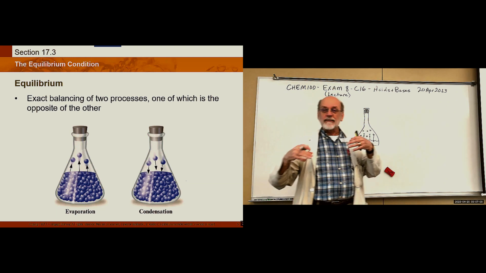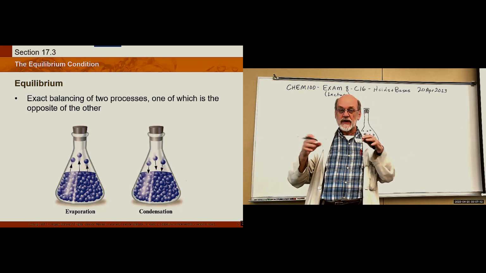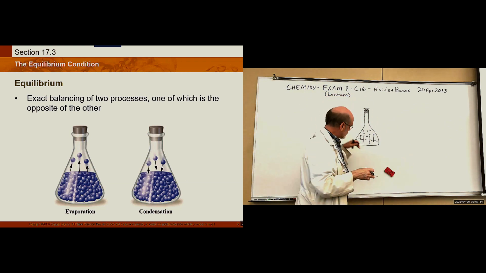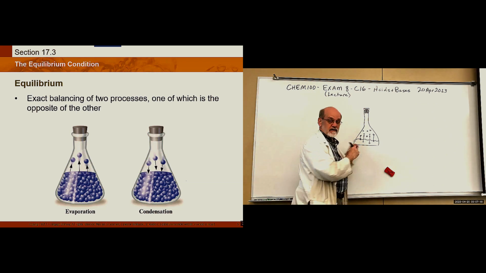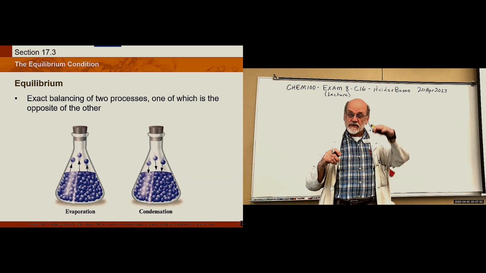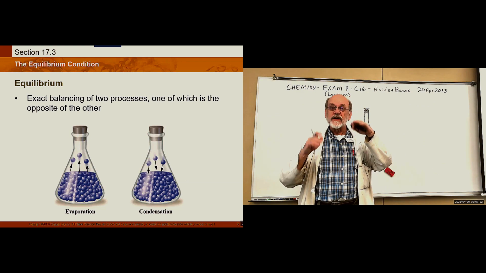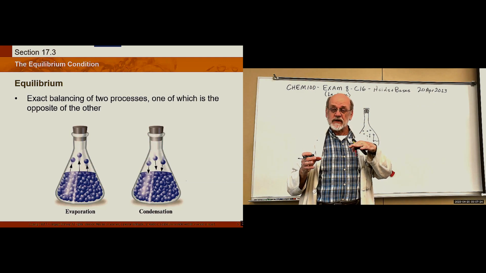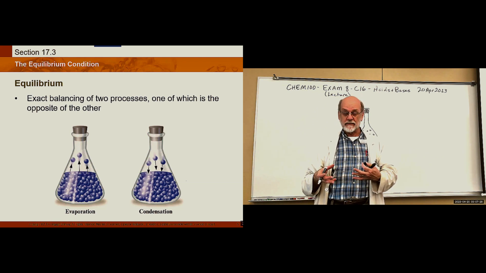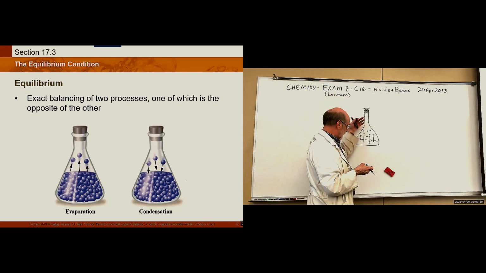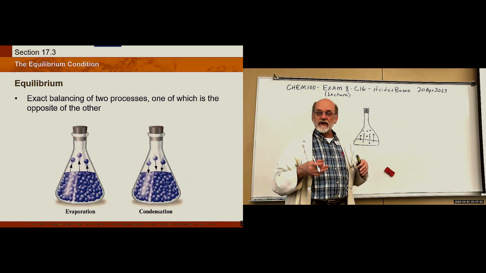Now, on the macroscopic view, what we actually see happen is that the level of this liquid will gradually decrease. And it will decrease to a point where it stops decreasing. At that point, we say the system is in equilibrium. Evaporation and condensation are now balanced.